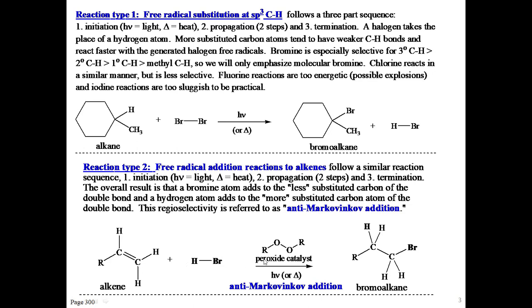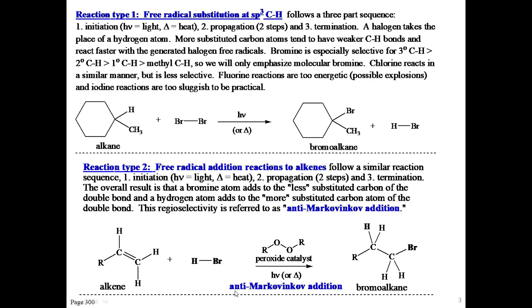Now to make it work, we need a little bit of a catalytic peroxide. We have a real weak bond right here, and that's what the light will break to give us two free radicals, and then that will allow the reaction to proceed. And what we find is that the hydrogen goes to the less substituted carbon, and the bromine goes to the more, I'm sorry, it's exactly backwards. Bromine goes to the less substituted carbon, and hydrogen goes to the more substituted carbon. And that's for reasons of stability of the free radicals, but we'll see that later.